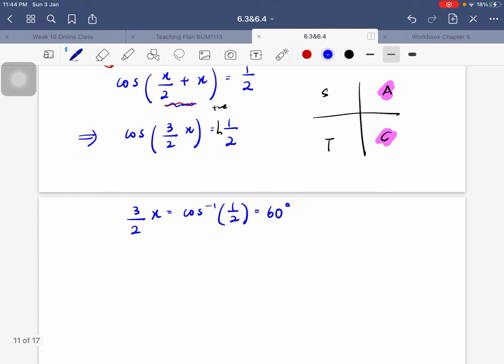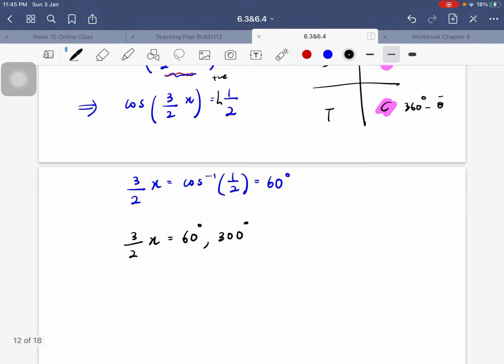So therefore I'll be able to get that. So actually, okay, let's figure this out first. Let's write this first. So 3 over 2x. In the first quadrant, it would have been 60 degrees. So in the fourth quadrant, this is where you can have 360 minus the reference angle. So therefore, this is going to be 300 degrees.